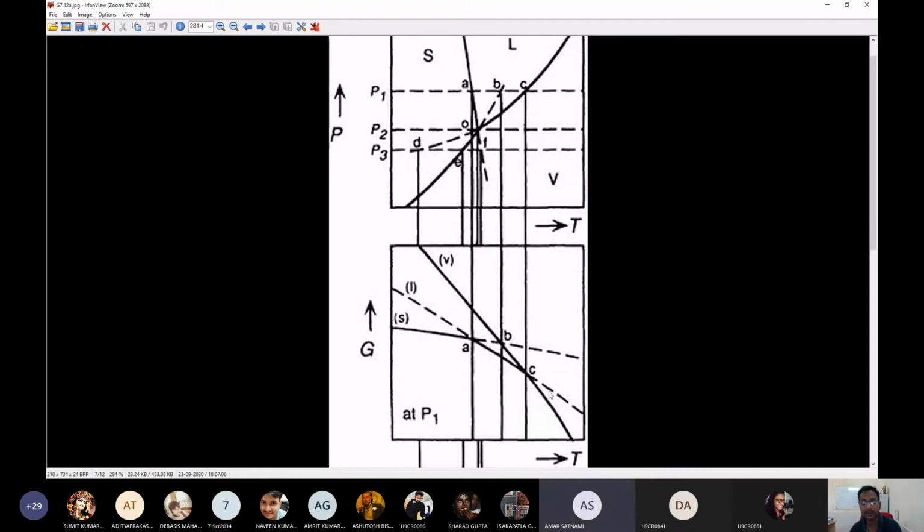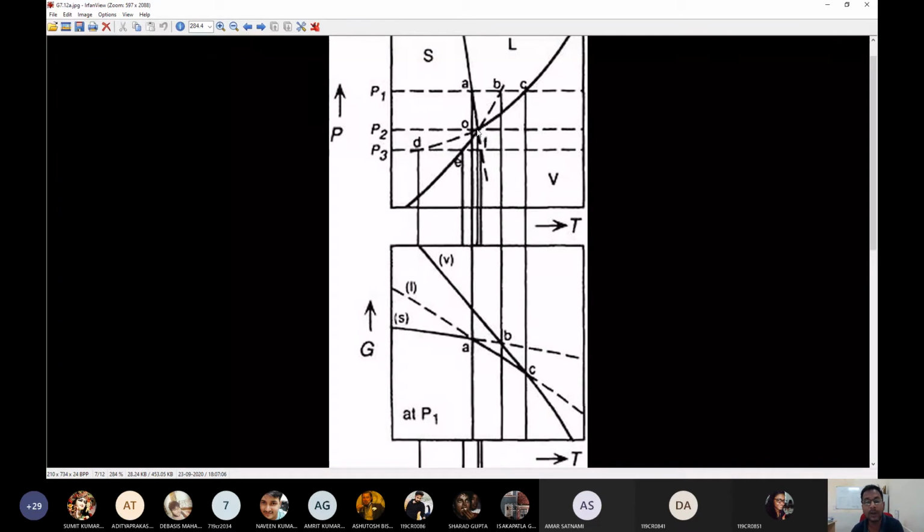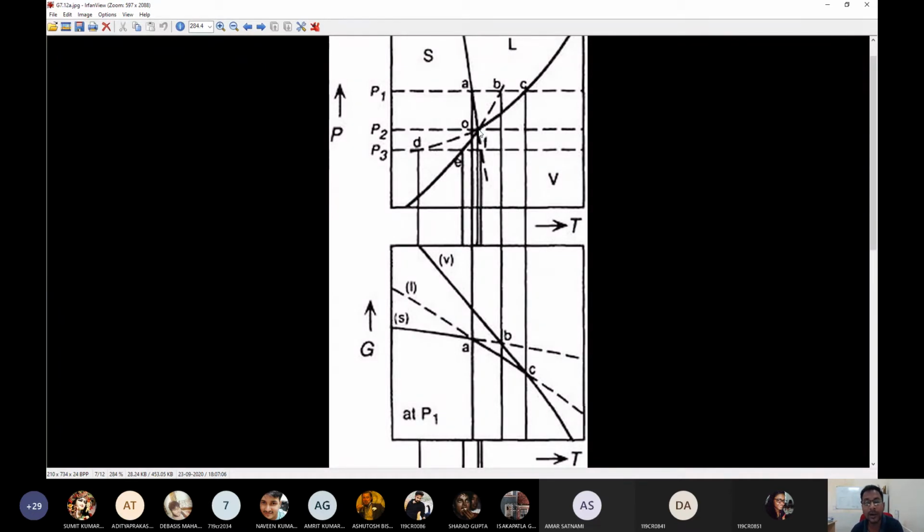All right, so like this, we want to explore the same thing at P2, and P2 is very unique in that it just intersects the triple point. That means the temperature and the pressure that constitute the triple point. Here P2 is one of those. P2 is the pressure at the triple point. Okay, and how would that diagram look like?